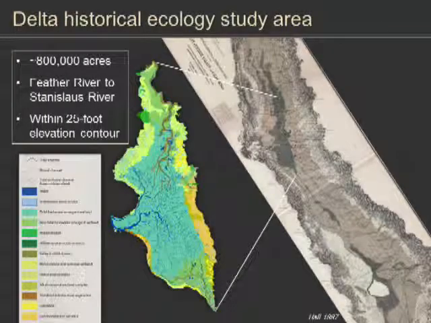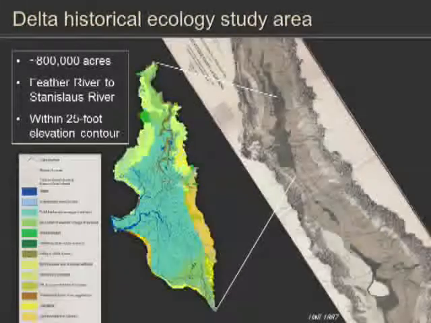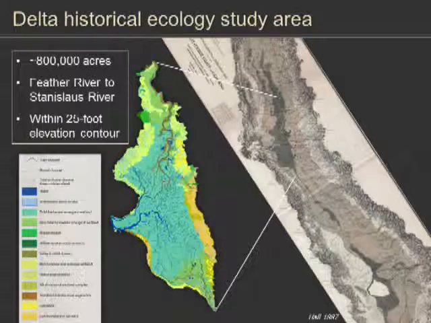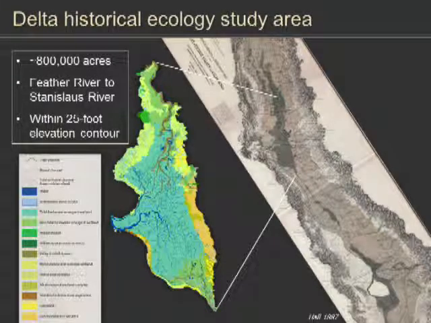So just to introduce you to our study area, it looks a little bit different from the legal delta, and that's because we defined it using a topographic boundary, so using the 25-foot elevation contour, and extending from the Feather River in the north down to the Stanislaus River in the south. So that extent is basically the extent of tidal influence historically.